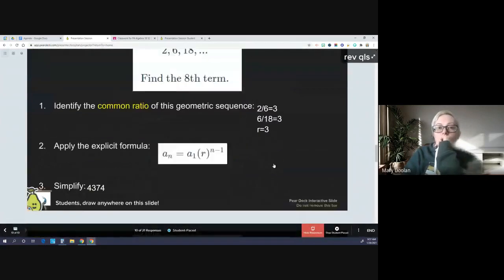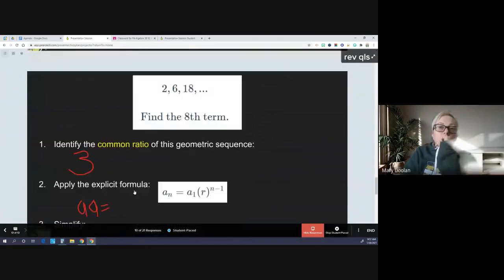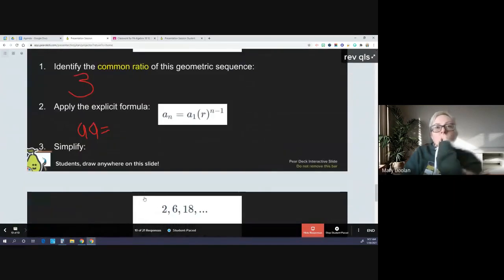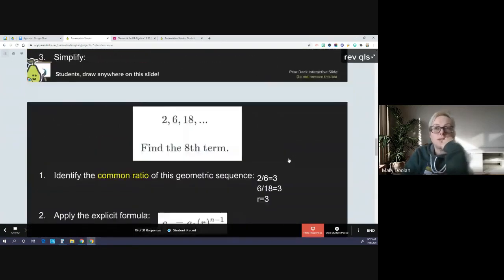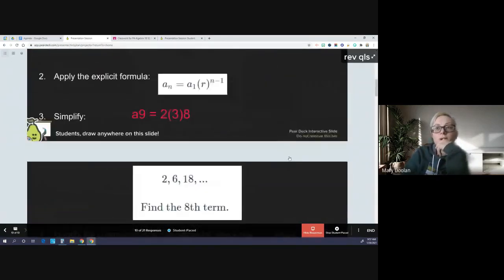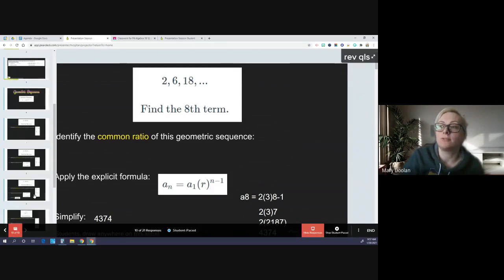Okay. Common ratio is 3. We figured it out. Simplified it. They got the right answer. Pretty good. So we're going to get more practice with this. This first step here, identifying the common ratio, is what the Delta Math assignment is about today. And also identifying the common difference. So, real quick, we still have 3 minutes.